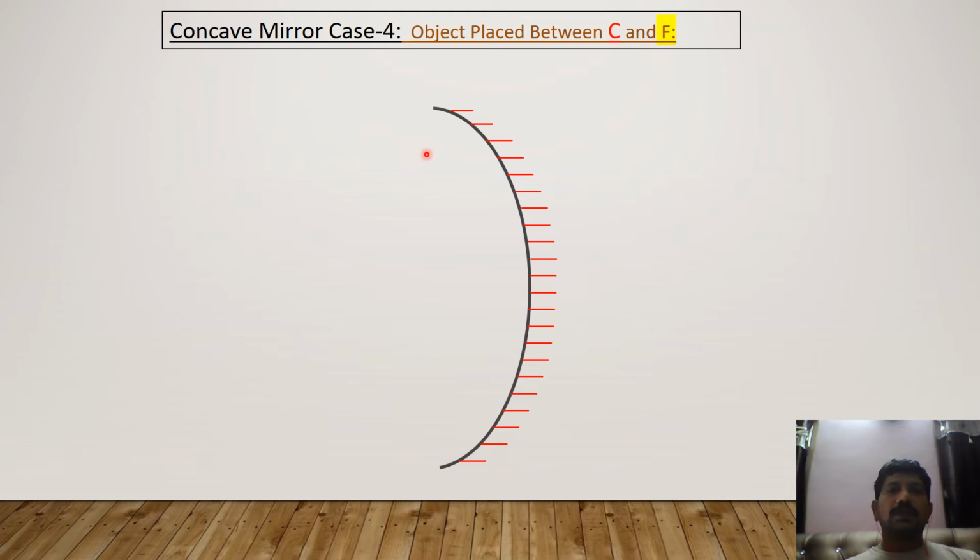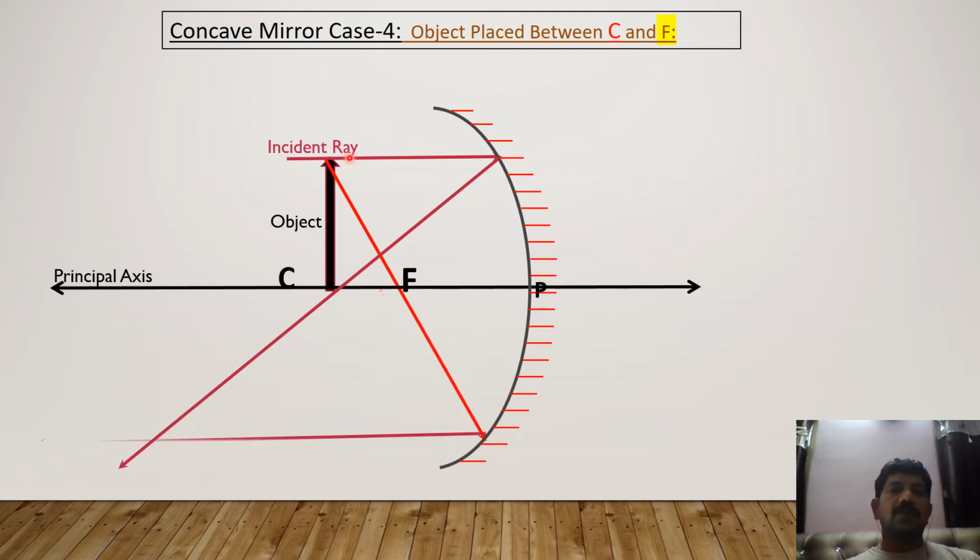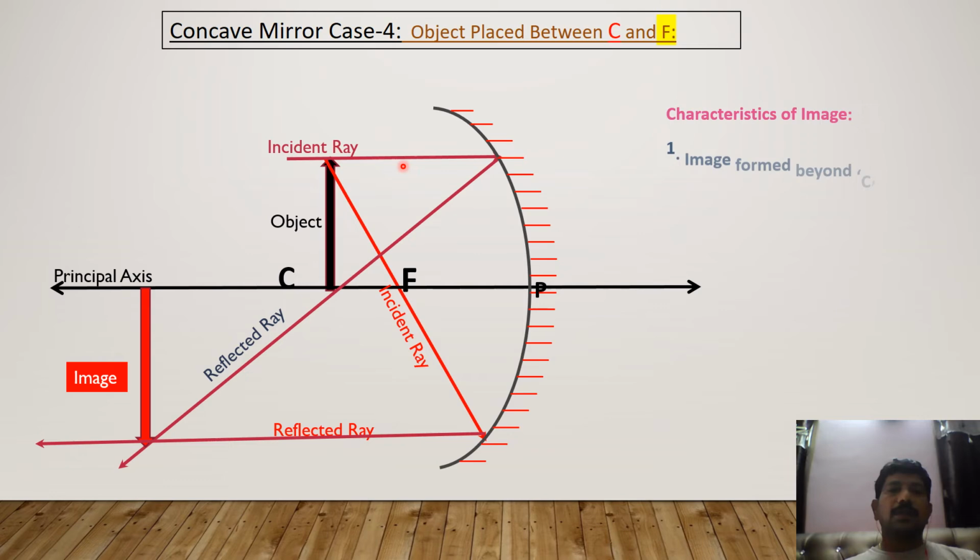Now, the fourth case, see this one. When the object is placed between the center of curvature and focus. Now see this one, this is my pole, this is my focus, this is my center of curvature. The object is kept in between center of curvature and focus. So this is my first incident ray parallel to the principal axis. This ray passes through the focus after reflection.